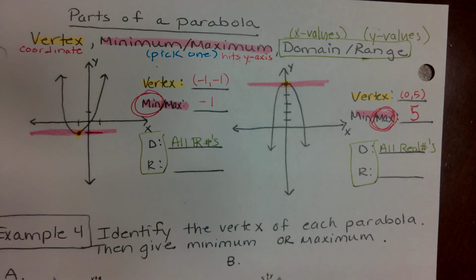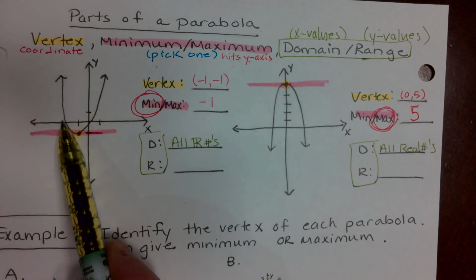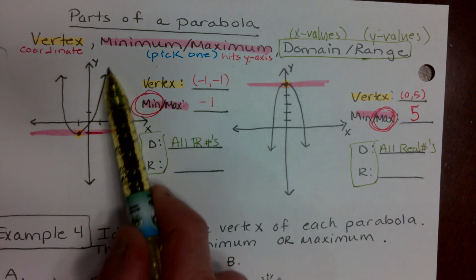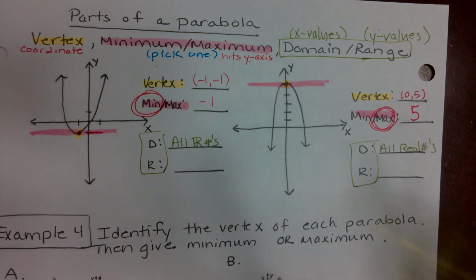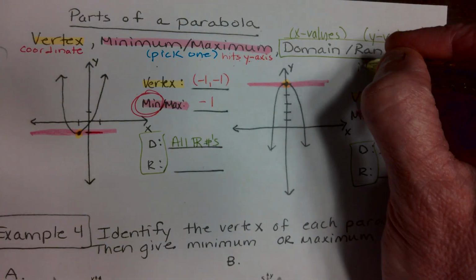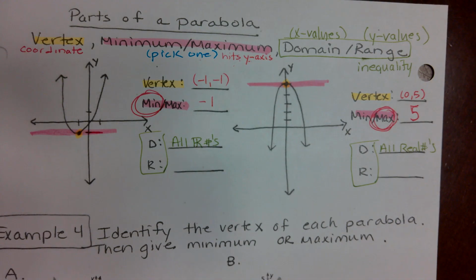Now the range is where we are going to go. You can see there are infinitely many points, right? Everybody knows that. There's one vertex point here, but there are infinitely many going forever off of both. So we're going to use an inequality for our range, because I can't just list the values. There's infinitely many of them.